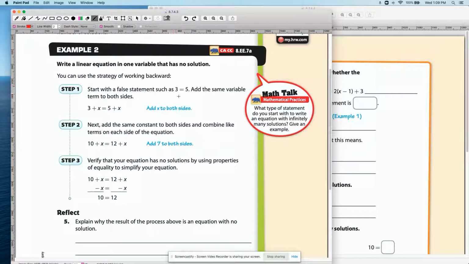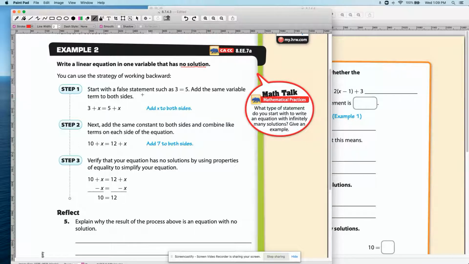All right, we're going to work backwards basically. So if you come up at the end of your equation after solving it and you have 3 equals 5, you know that is not true. So you know there are no solutions, right? So to write an equation, we're going to work backwards. We're going to start with the answer.